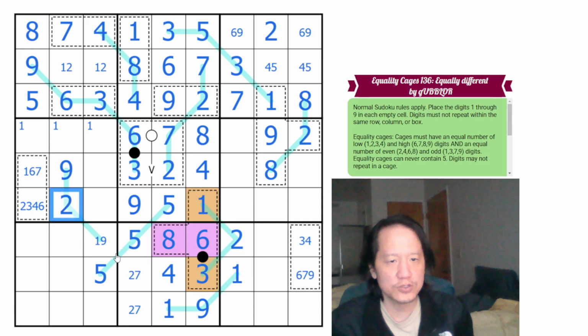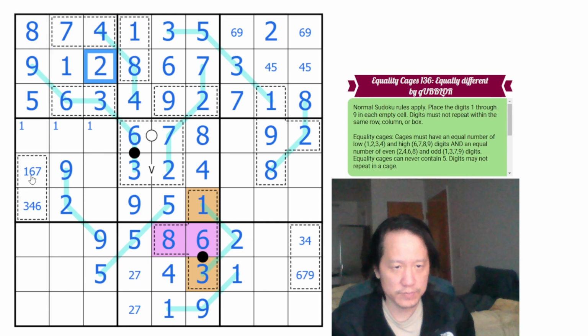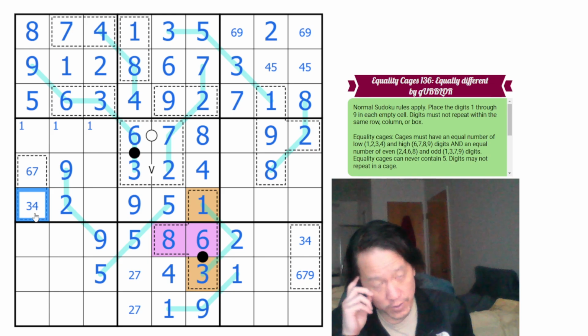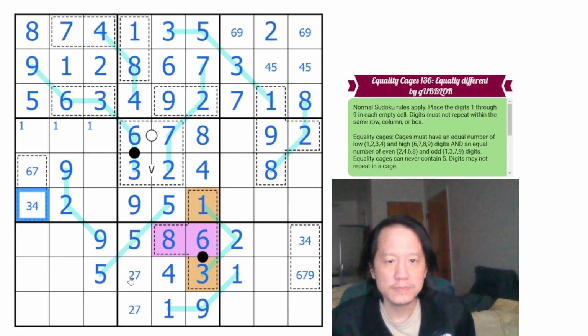This has to be 2 to make this a difference of 7, which makes that a 9. This can't be 2 anymore. This can't be 2, so this is 1, which makes this a 2. This can't be 1. This cannot be 1. So this is 6 or 7, which must be with a low digit, so it's 3 or 4 here. And now it looks like, well, we still have the equality cages, so that's still possible to do some interesting stuff there.